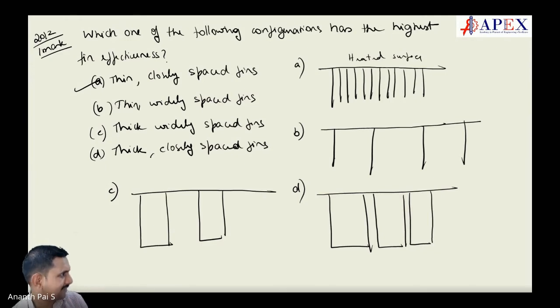Why does thick not work? When the fin becomes thick, the area reduces. What is the main purpose of fins? To increase the area of convection. If you use this, area for convection is less compared to this, which has a lot of area for convection. Let us use a fin like this.